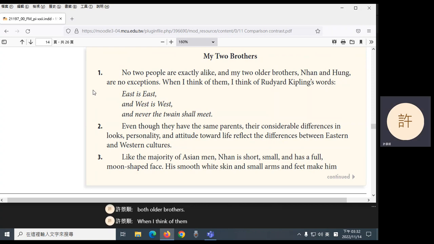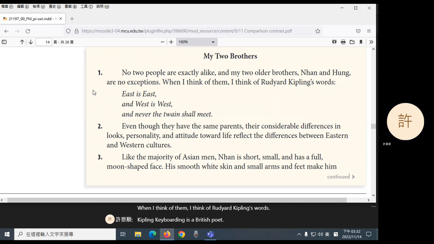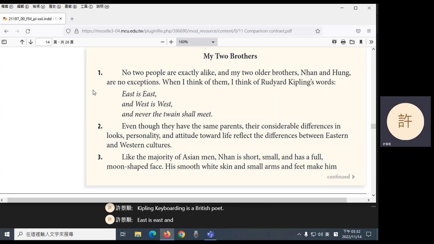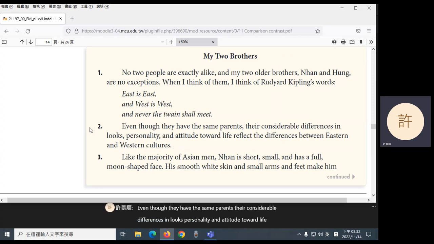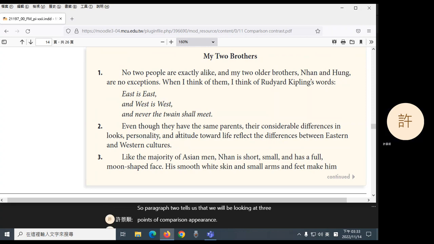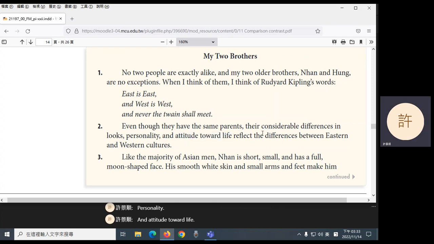"When I think of them, I think of Rudyard Kipling's words." Kipling is a British poet. "East is east, and west is west, and never the twain shall meet." Twain means two. "Even though they have the same parents, there are considerable differences in looks, personality, and attitude toward life that reflect the differences between Eastern and Western cultures." So paragraph two tells us that we will be looking at three points of comparison: appearance, personality, and attitude toward life. And that one brother will be more Eastern and the other brother will be more Western.